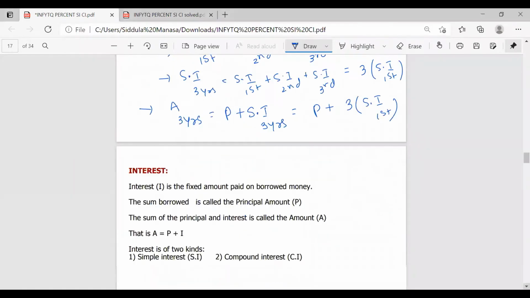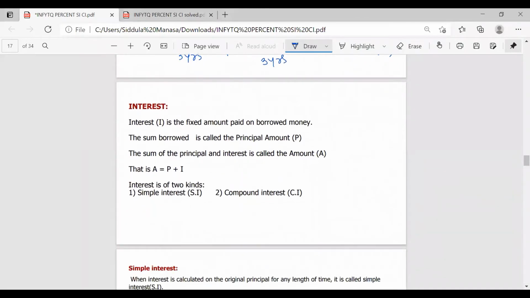So if this is clear, now you can see interest, denoted by I. I is the fixed amount paid on the borrowed money. So this interest is the extra amount paid, or received, on the principal amount. The sum borrowed is called the principal amount. Interest plus principal is called the total amount. Total amount equals principal plus interest. There are 2 types of interest: simple interest denoted by SI, and compound interest denoted by CI.